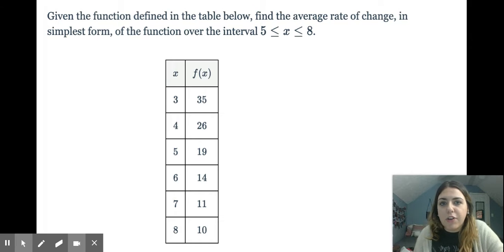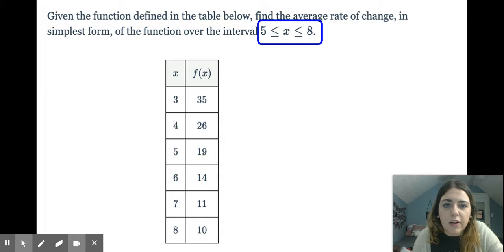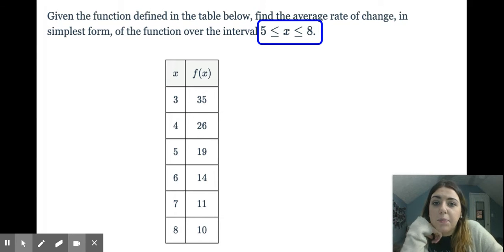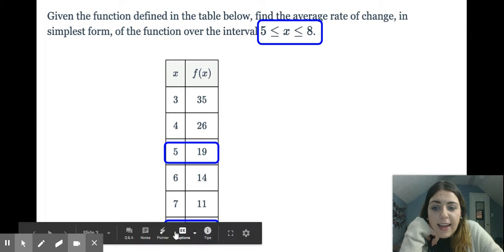So whenever we're looking for the average rate of change, in this problem, we have a function given to us on a table. And the most important part is always going to be our interval. So this interval is where the x values are from 5 to 8. So I only care about what happens from 5 to 8 on this table. So I'm going to go and look at my table, and I'm going to find those values. So when x is 5, f of x is 19. When x is 8, f of x equals 10.